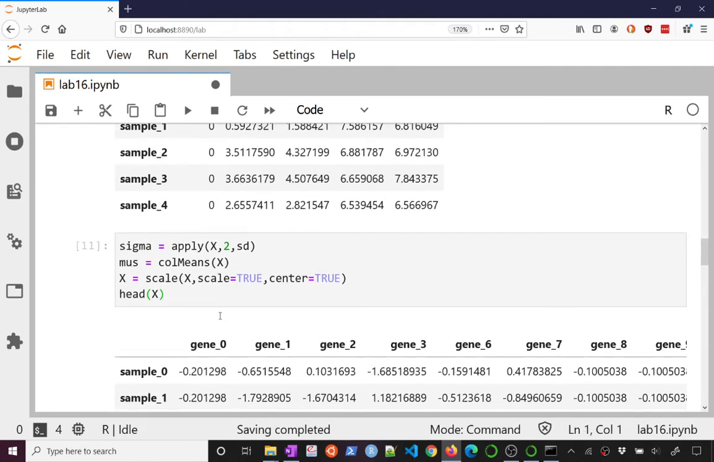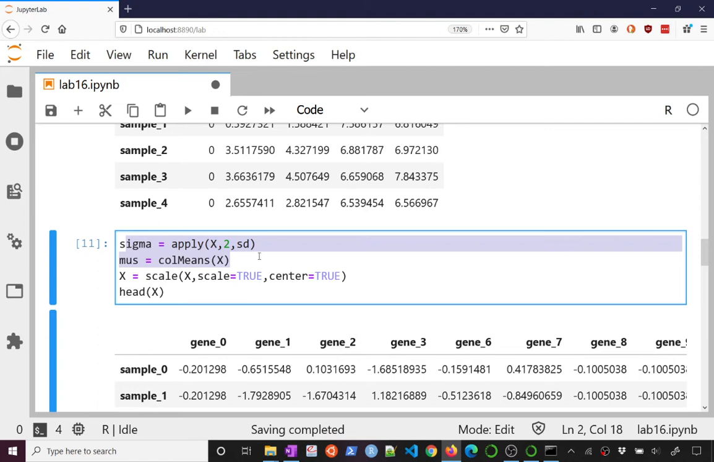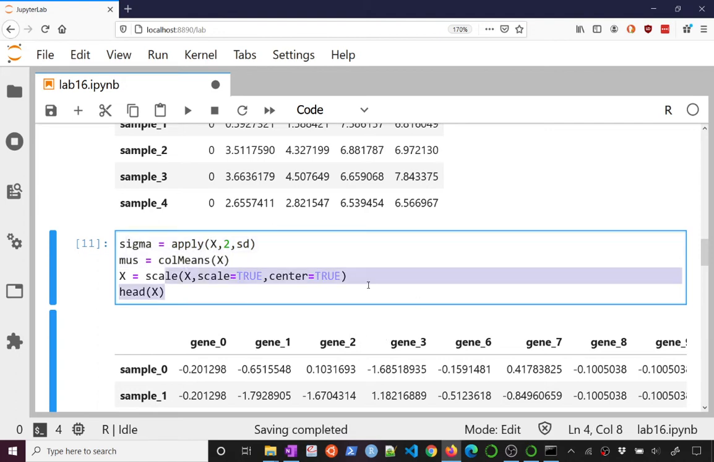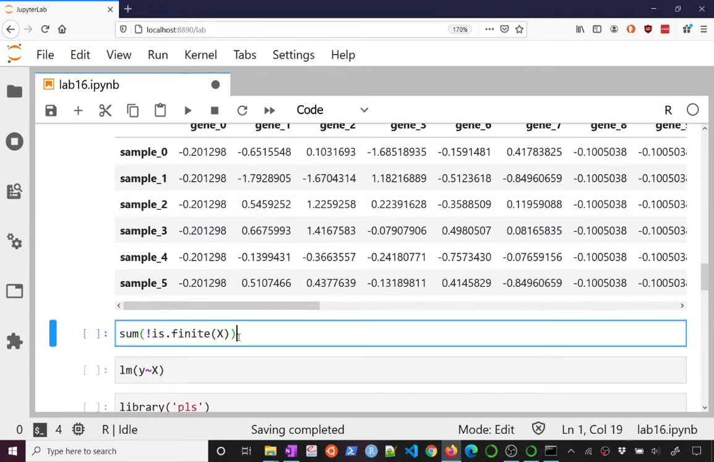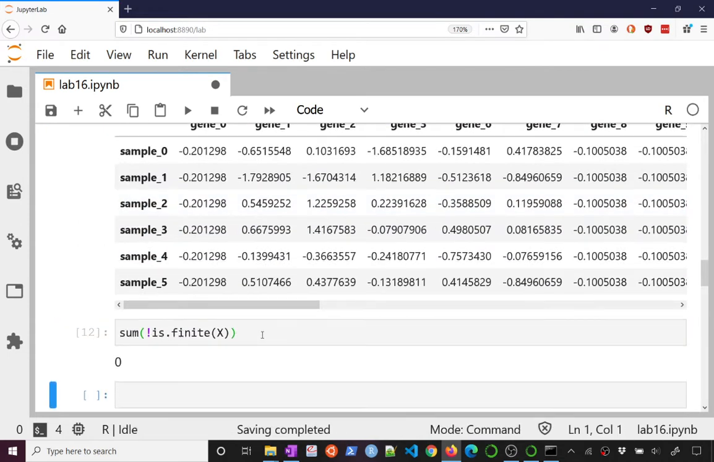So I'm just going to rescale this data. I'm going to save what the original standard deviations and means were, so I could basically undo the scaling if I needed to. So we do this, we're just scaling it this way. And I have no missing values, so everything's good.